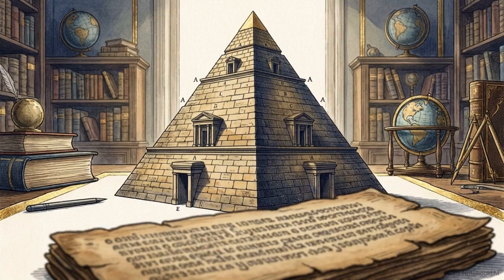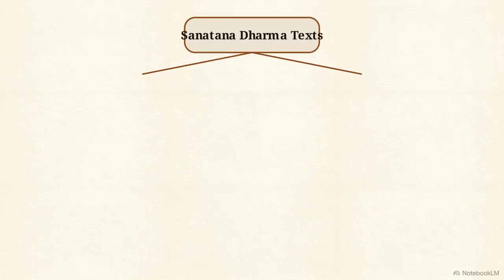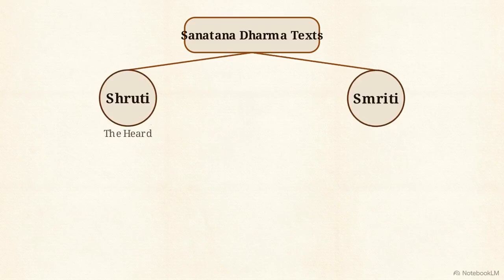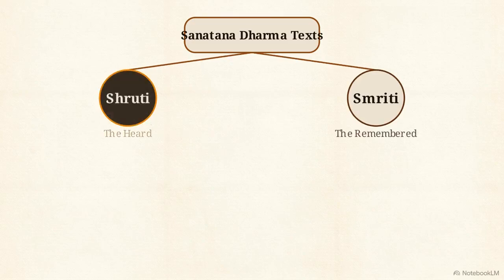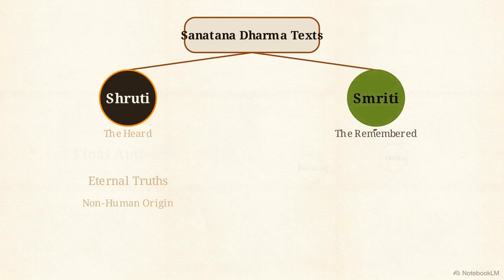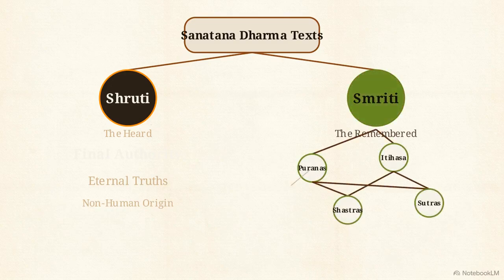Understanding the foundation of Sanatana Dharma requires us to look past the individual pages and examine that underlying structural logic. Every text fits into two primary categories: Shruti, that which is heard, and Smriti, that which is remembered. Shruti is the final authority, containing eternal, cosmic truths of non-human origin. Smriti is the narrative tradition, human compositions adapting these truths across different eras of society.